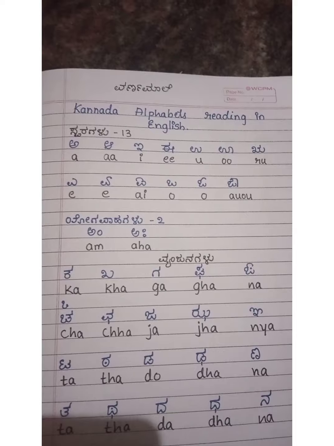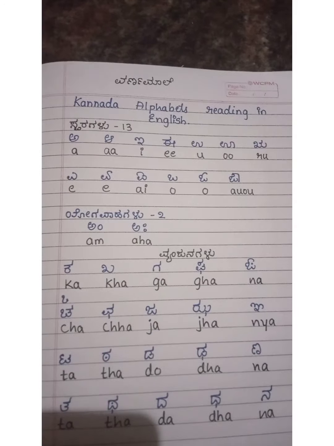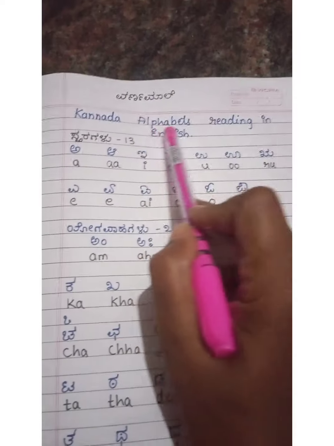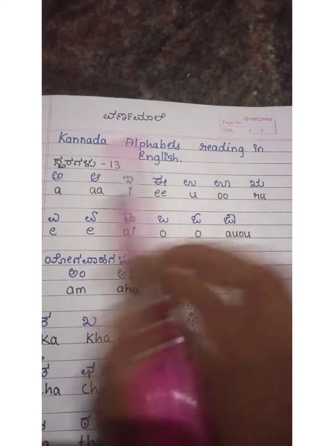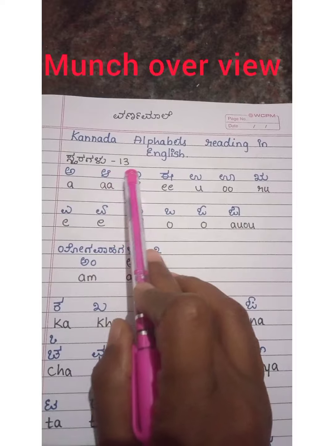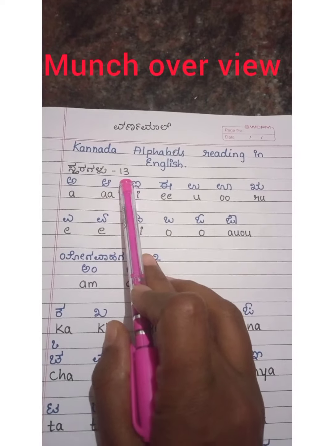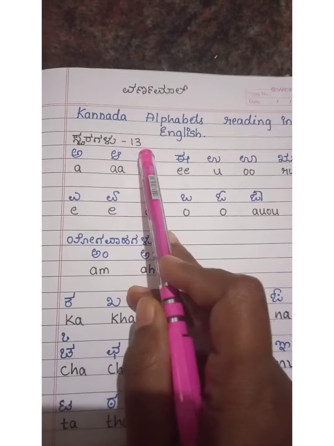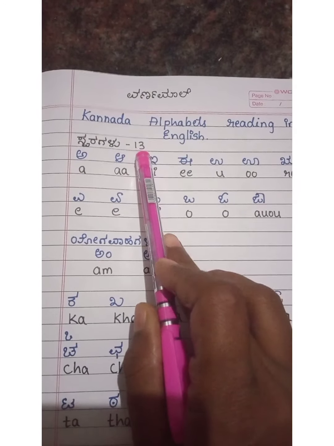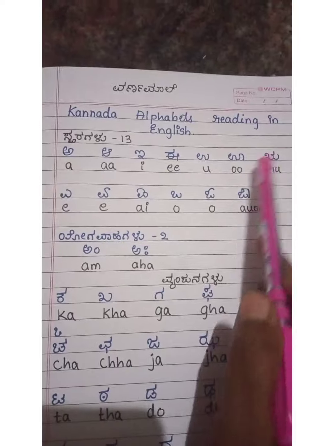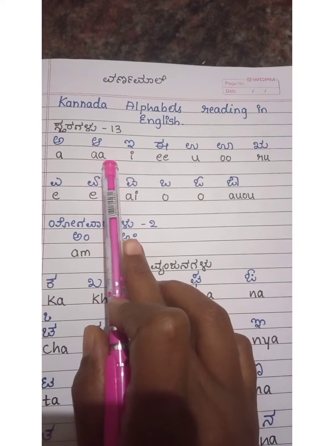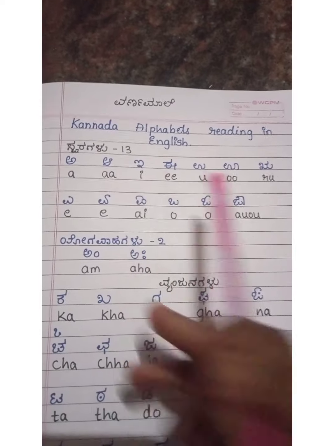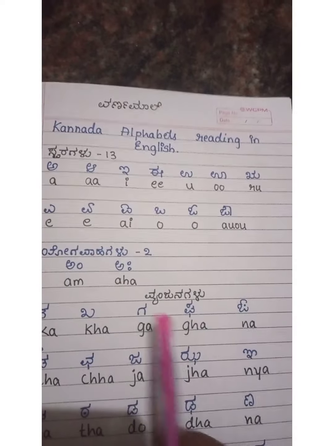Shall we start this Kannada alphabets reading in English? Kannada alphabets reading in English. How many swaragalu are there in Kannada? 13. Andre 13 swaragalu idave. I think your kids know all the alphabets in Kannada. Hope that is true. Shall we start with the letters?